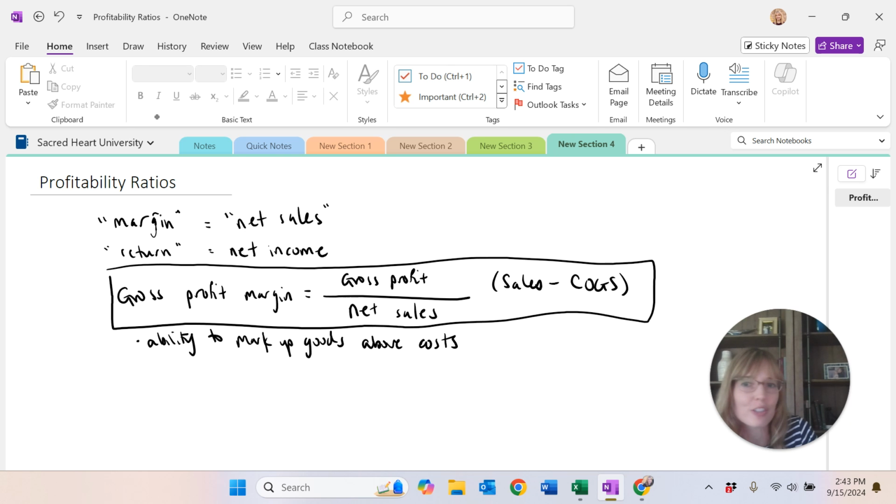We can say for every dollar of sales, the gross profit margin tells us what remains as gross profit. So for every dollar in sales revenue, how much remains after the cost of those sales? The cost of making or buying those goods.